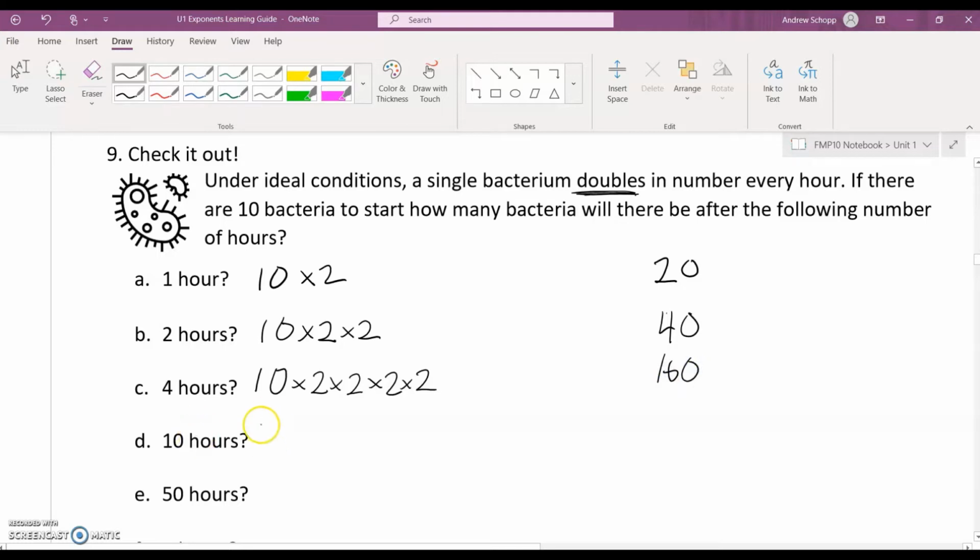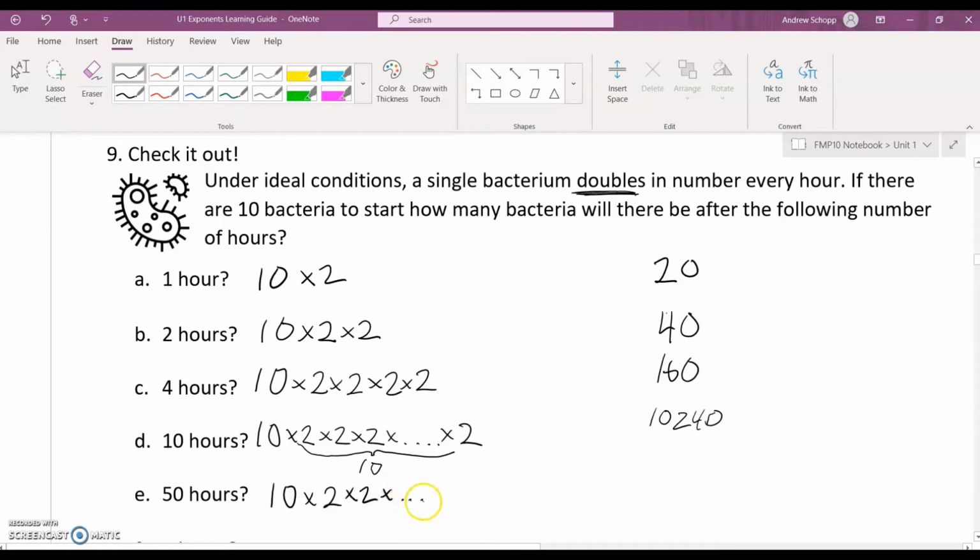For 10 hours, we have the original 10, and then we're going to double this 10 times. Now this is starting to get long to write out, so I'm going to take a shortcut here and say that there are 10 of these times 2's. And when we do that, we end up with 10,240 bacteria. And last but not least, 50: 10 times 2 times 2 times 2, and on and on and on. And this is a very large number. We won't calculate it.